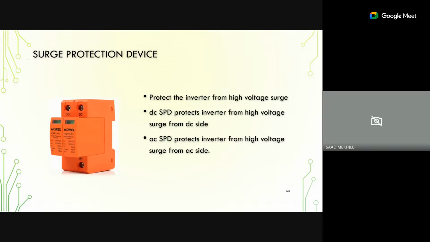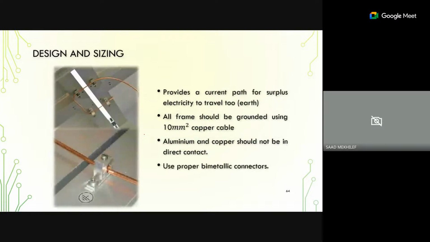Also, due to the lighting, we use surge protection devices. Okay, so that's actually very, very important for protections.